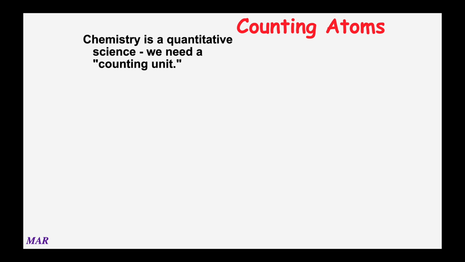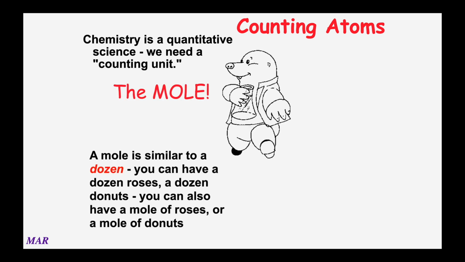So in science, the counting unit that chemistry uses all the time is called the mole. Woohoo, the mole is so cool. Anyway, the mole is not the little dude that runs around in your grass if you have it and makes holes and stuff. Those are sometimes gophers, by the way, too.